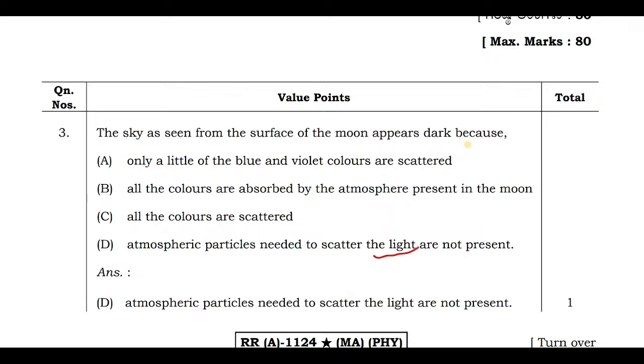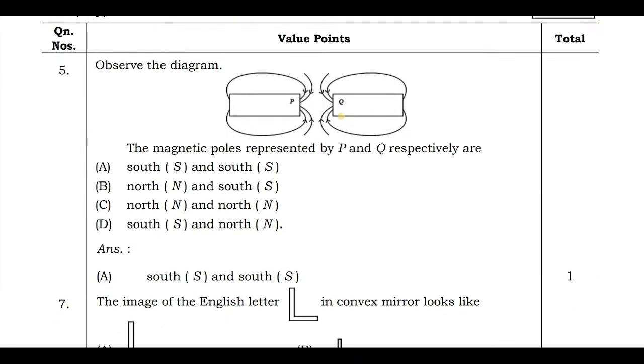The sky as seen from the surface of the moon appears dark. From the moon, if you see the sky, it will be dark because atmospheric particles needed to scatter the light are not present. Therefore the correct answer is option D. In this diagram, the magnetic poles represented by P and Q are respectively south and south, right? P is south and Q is also south.